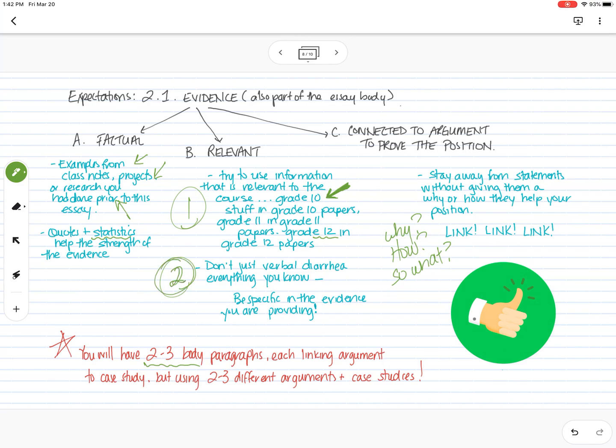The other thing that is really important when it comes to relevance of information, we don't just want verbal diarrhea of everything you know.